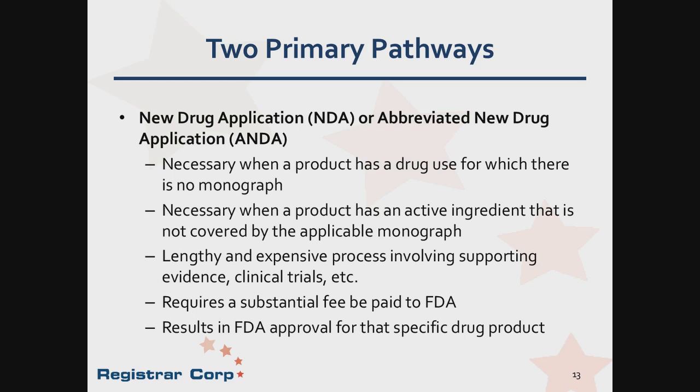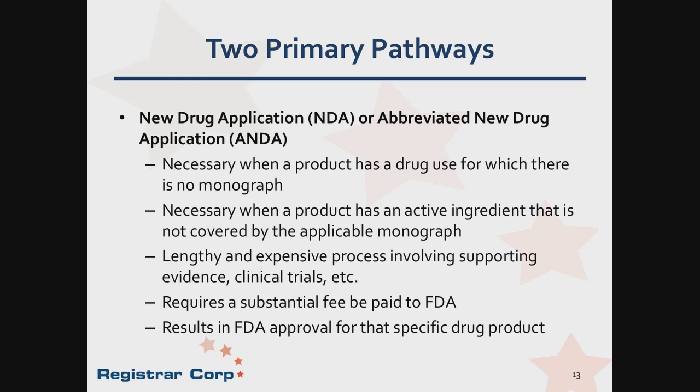It involves generating supporting evidence and data, clinical trials, etc., to support the product being approved by FDA. It also requires a substantial fee be paid to FDA, anywhere from $50,000 to $100,000 to $1 million or more. And it will result in FDA approval for that specific drug product. It's not a case where once it's approved for a specific drug that anyone can fall under that application. So it's important to understand that distinction between the new drug applications and the monograph systems.